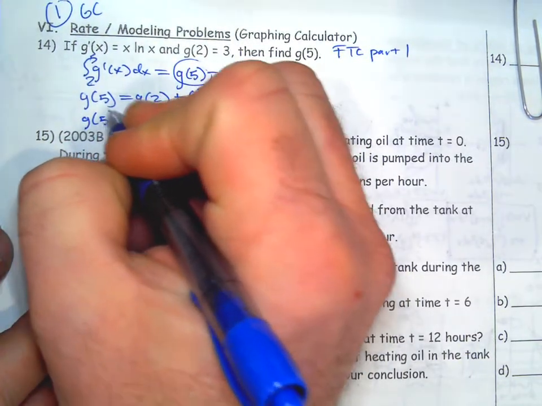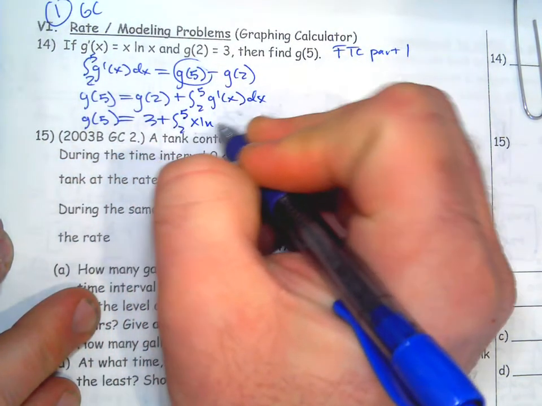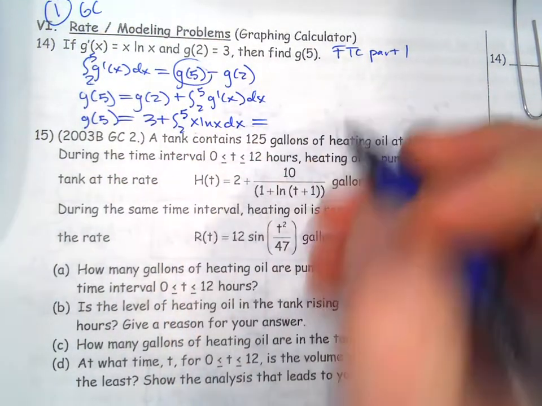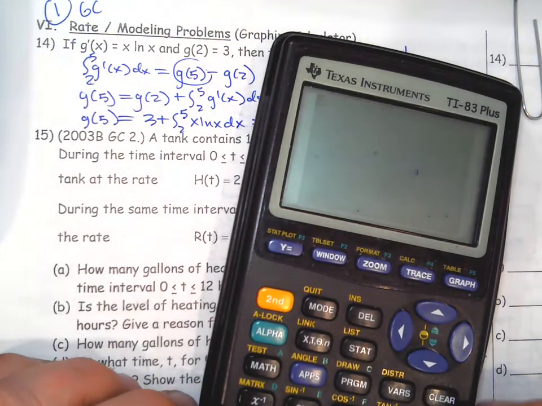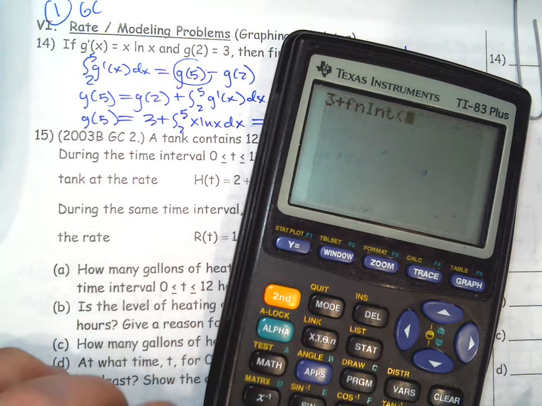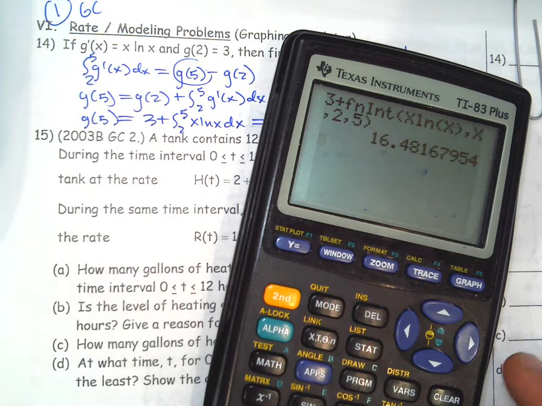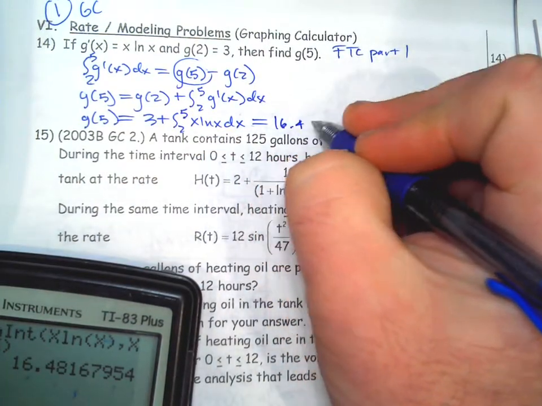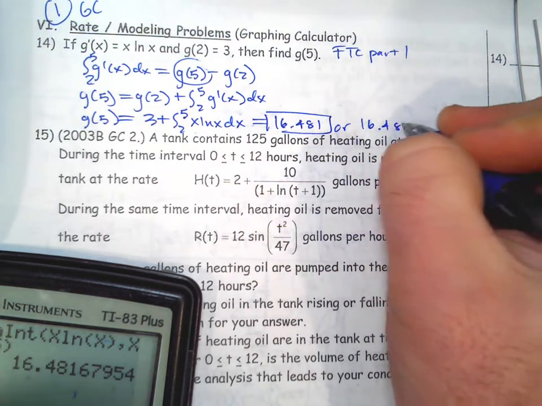g2 is 3. g prime is x natural log of x, which we might be able to integrate with parts, but hey, if I allow you to use a calculator, might as well go for it, right? So 3 plus math 9 x natural log of x, comma x, comma 2, comma 5. That's the answer, 16.481 or 16.482 if you want to round.